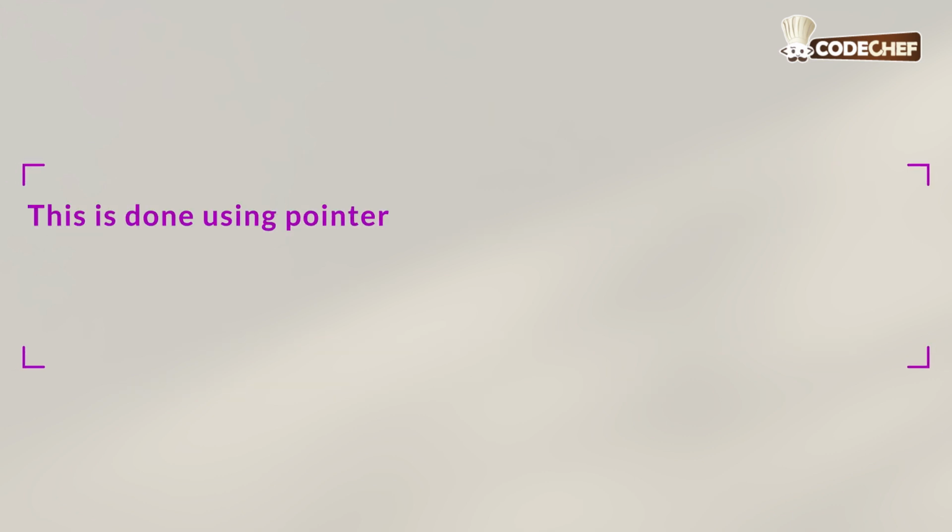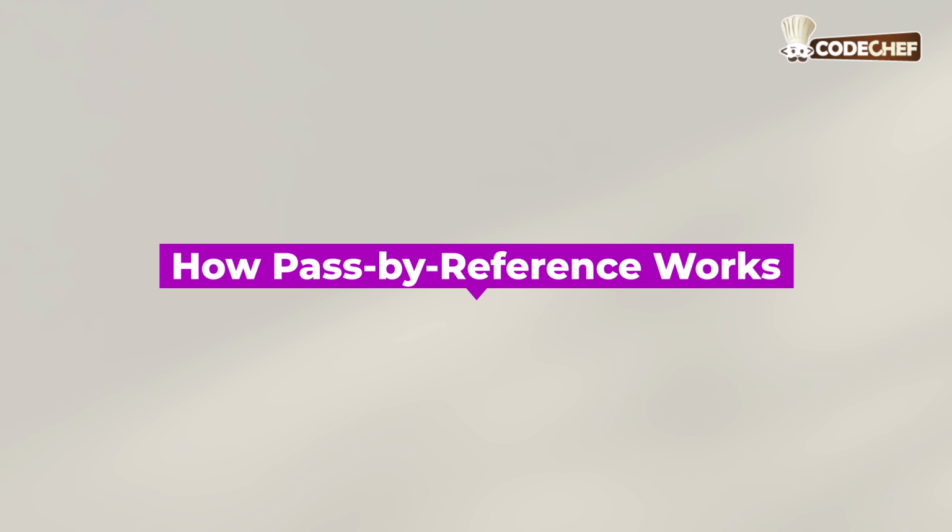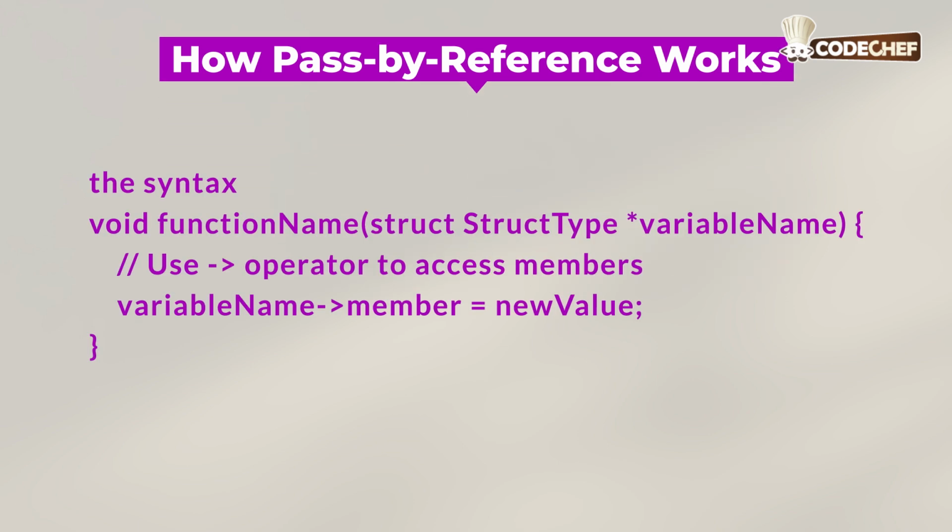This is done using pointers. You pass a pointer to the structure and the function uses that pointer to access and modify the original data. How does pass-by reference work? Here is the syntax for the same.